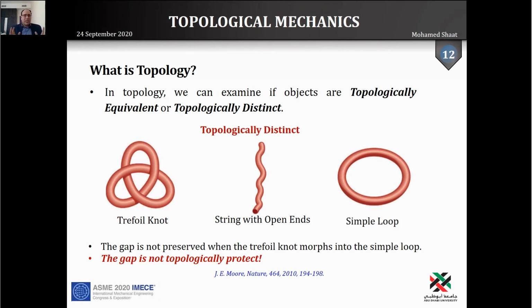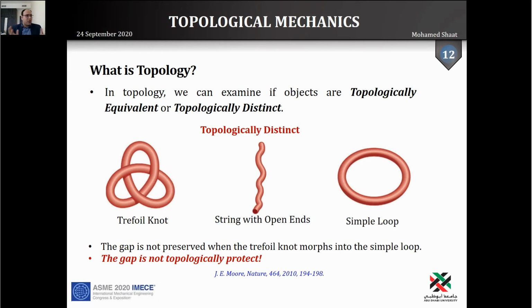So in general, we can say that any two topologies, if we try to morph or deform one to the other without closing the gap, are topologically equivalent. But any two topologies, if morphing one to the other requires closing or cancelling the gap, are topologically distinct.